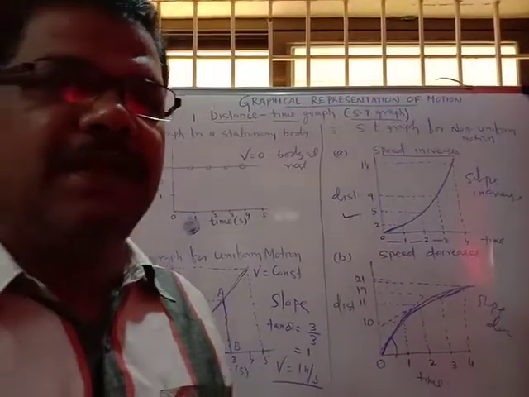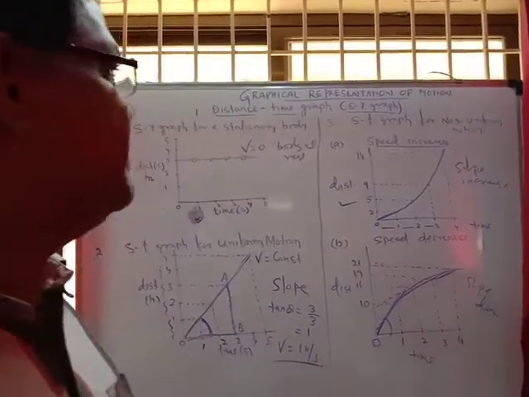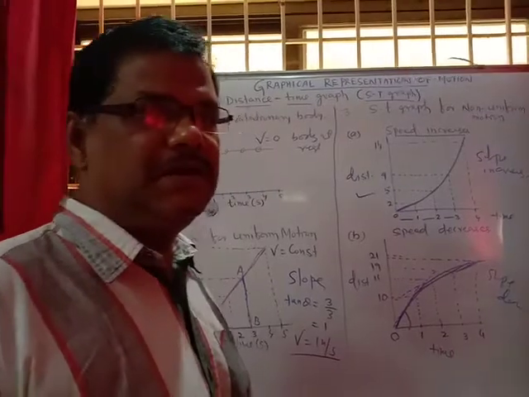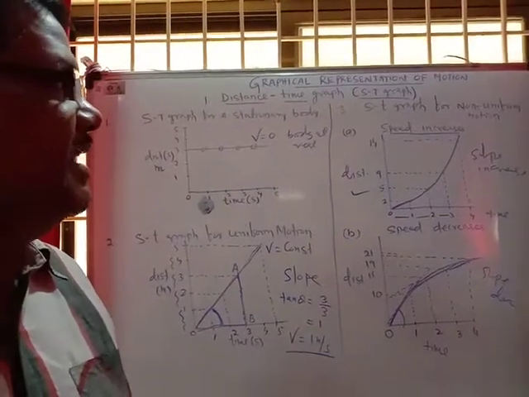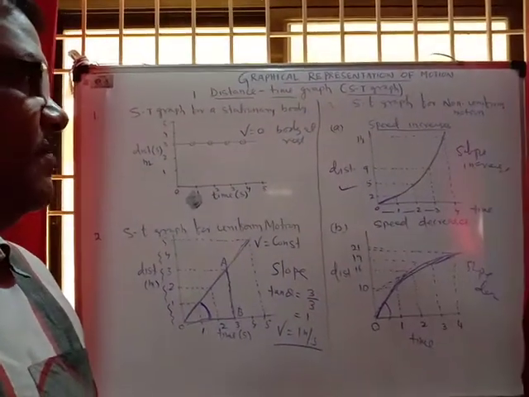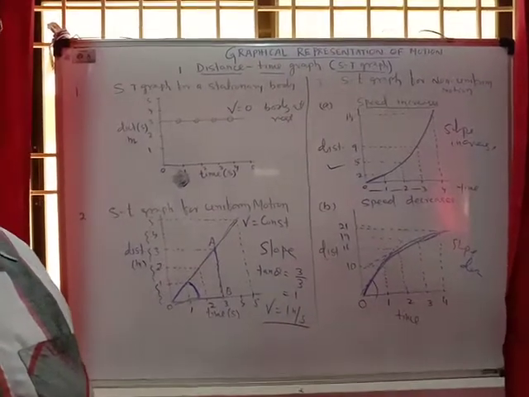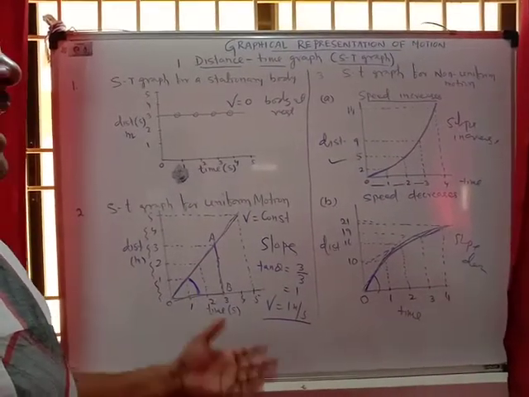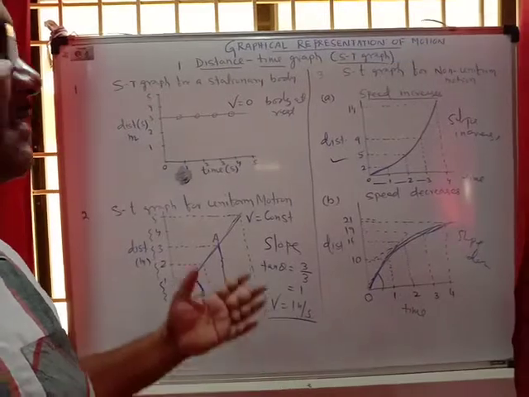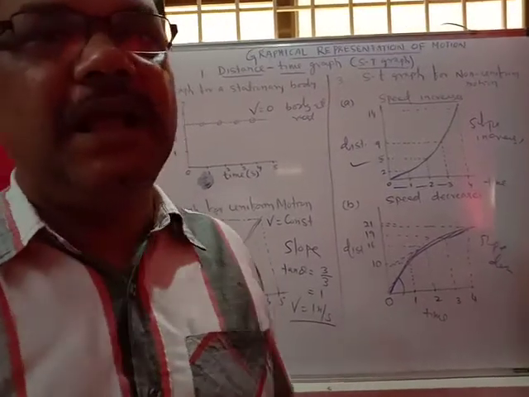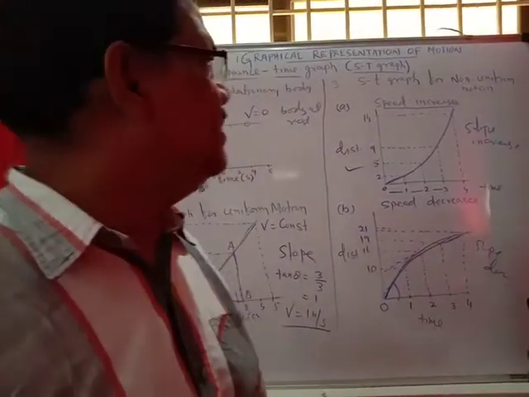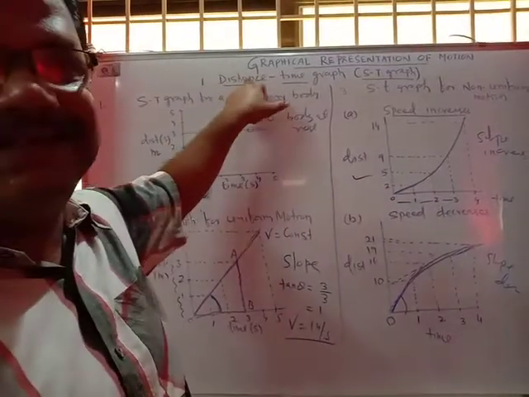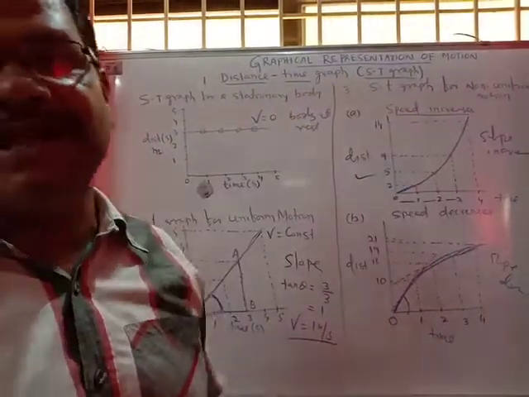Students, today we have to discuss the graphical representation of motion. You know there are different types of motions. One is the uniform motion, another is the non-uniform motion, and how to represent this type of motion by graphical method. And from the graphical method, first of all, we have to discuss the distance time graph, that is told as the ST graph.